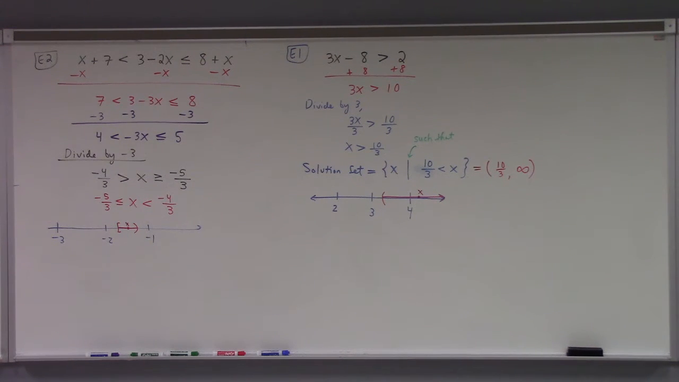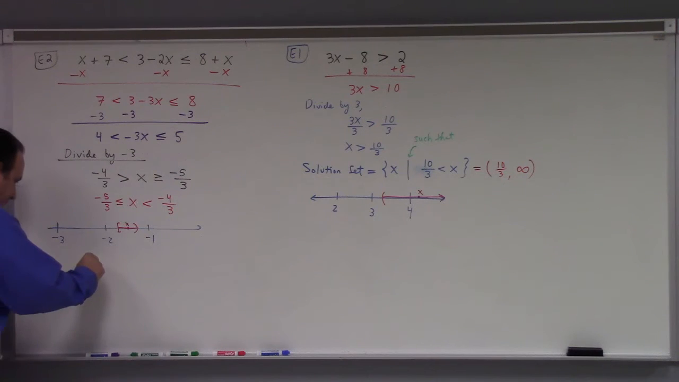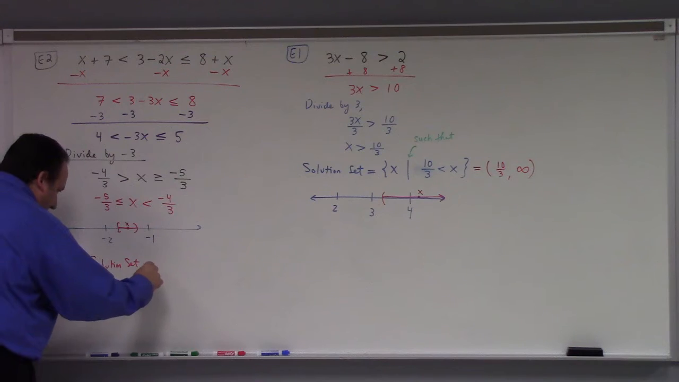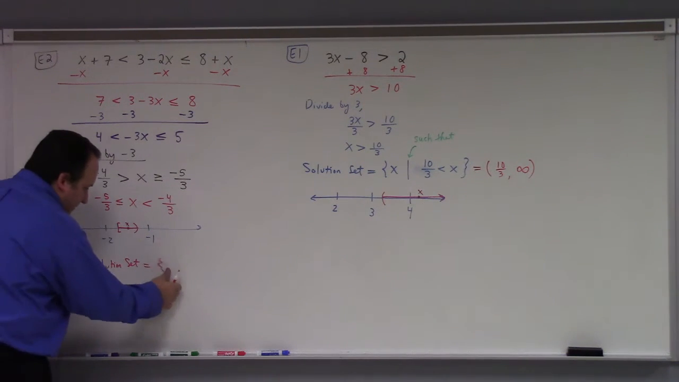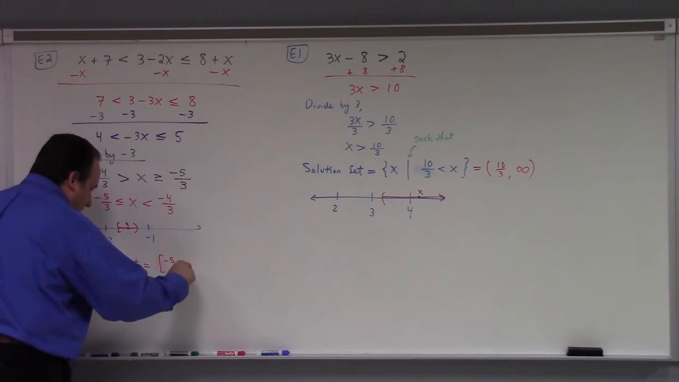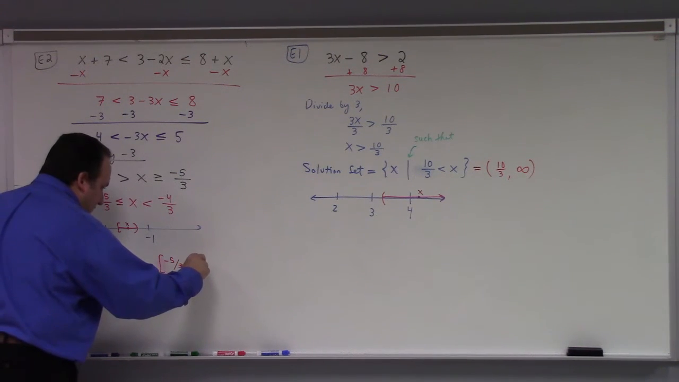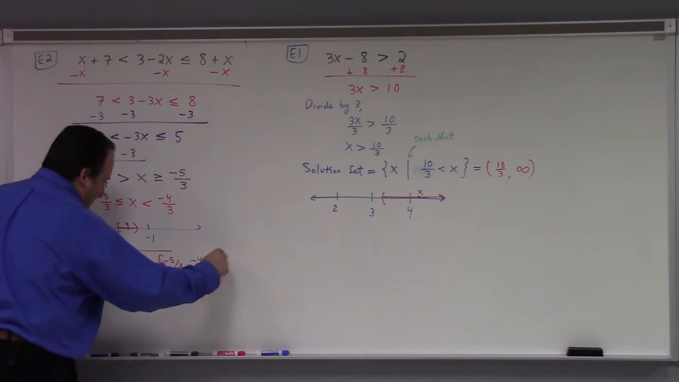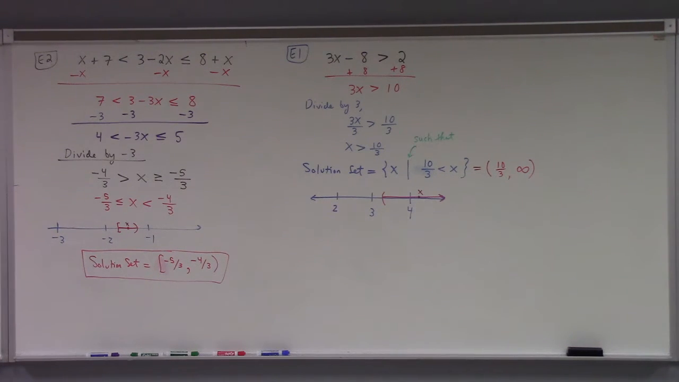So what's the solution here in interval notation? Oh, my bad. We want to include the minus 5/3, and we want to exclude the minus 4/3. But there you go. That's the solution right there in interval notation. Should we do another? I think we should do more, right?